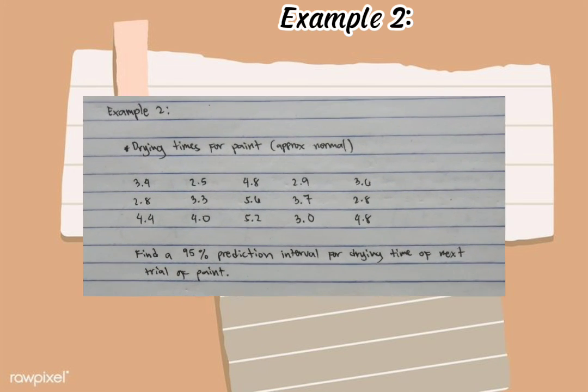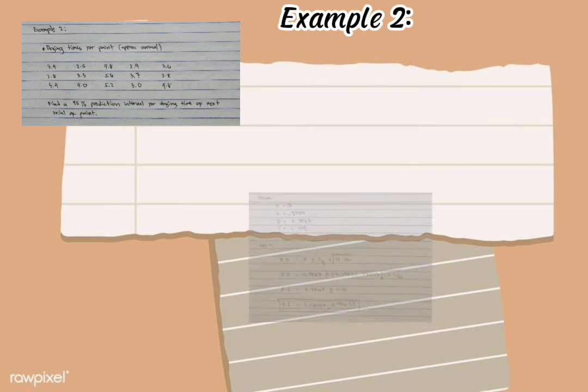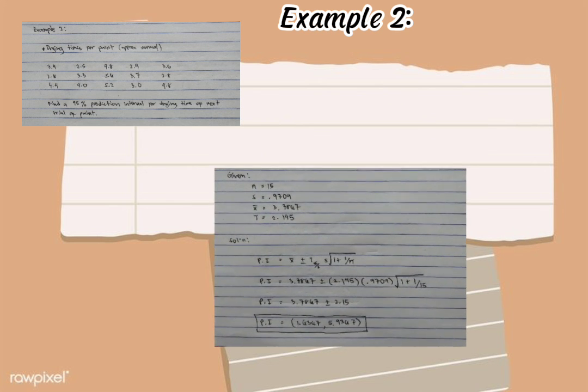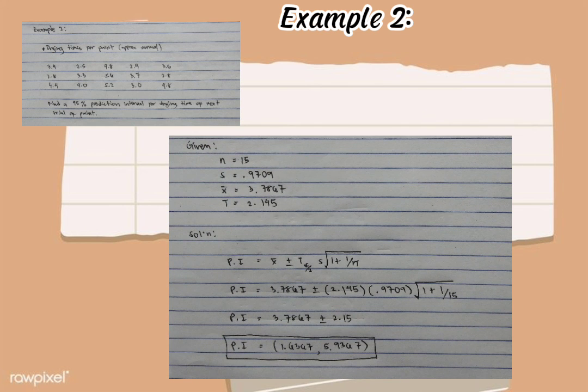So on the next example, the drying times for paint are approximately normal. Find a 95% prediction interval for the drying time of the next trial of paint. We have a certain number of data points, and here we see that n is equal to 15. Since sigma is unknown, the formula we will use is the one with S. So we are going to calculate from our example. After we plug that into our calculator, we find S to be 0.9709, the sample mean is equal to 3.7867, and n is equal to 15.